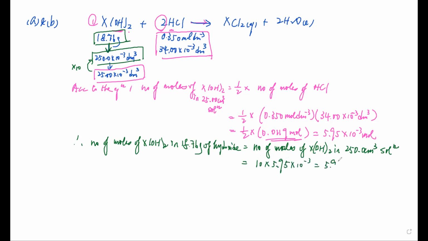Here comes 5.95 times 10 to the power minus 2 mole, or the answer is 0.0595, right? I use this data to do the further calculations. Molar mass. So what is the mass of it? 18.76 grams. So you may get the molar mass.